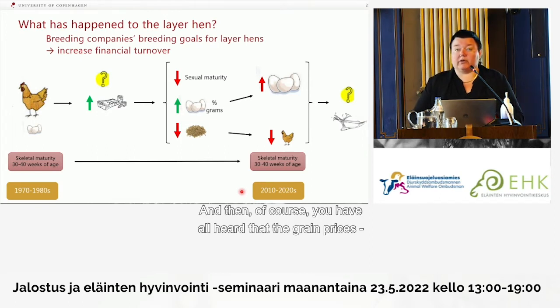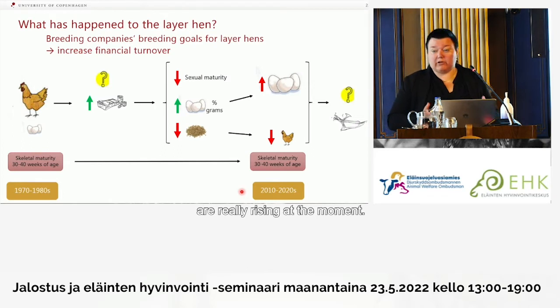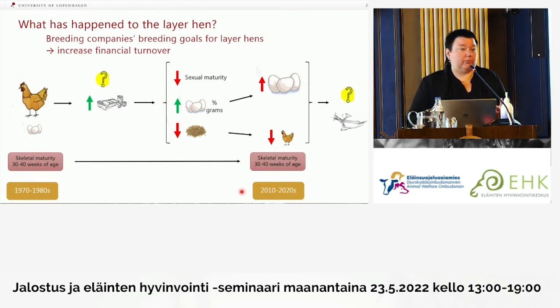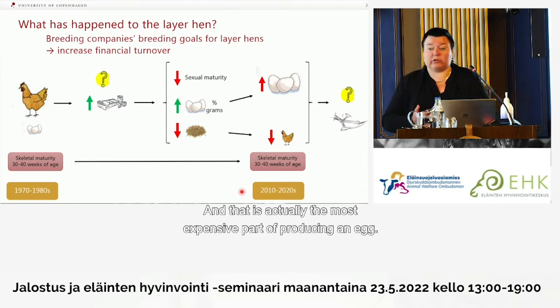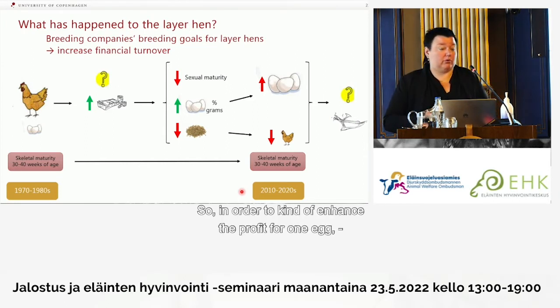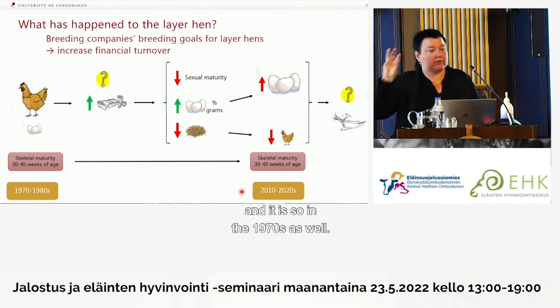And then of course you have all heard that the grain prices are really rising at the moment, and that is actually the most expensive part of producing an egg. So in order to enhance the profit for one egg, because it takes the same amount of energy to produce one egg, and it did so in the 1950s and 70s as well, there's so much energy in an egg.